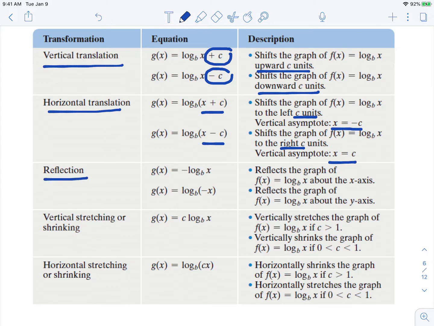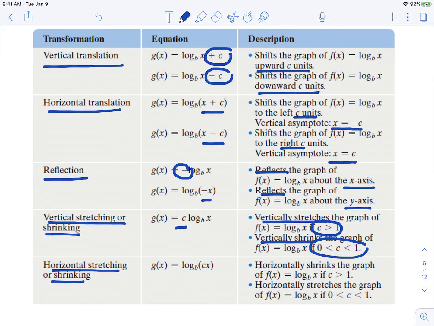There are two reflection possibilities. A negative in front of the function is going to reflect about the x-axis. If you have a negative inside the function, it's going to reflect about the y-axis. There are vertical stretches and shrinks. When your multiplier is in front of the function, you'll have a vertical stretch if your c value is greater than 1. You'll have a vertical shrink if you have a decimal or a fraction.